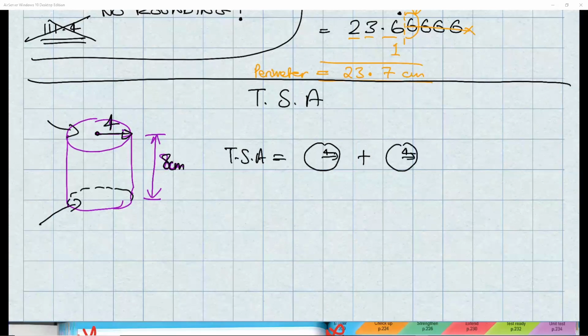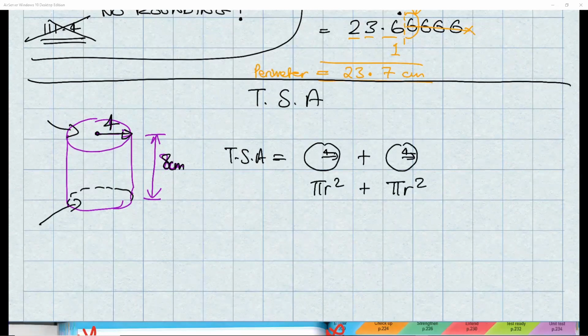What's the formula for the area of a circle? Pi r squared. So pi r squared plus pi r squared.